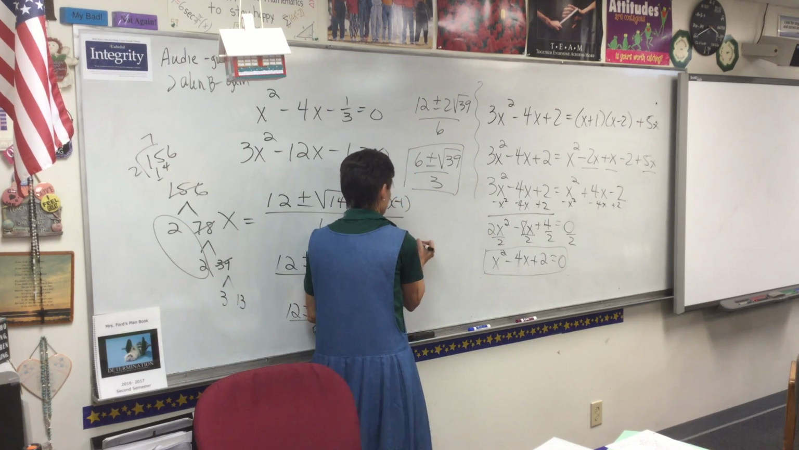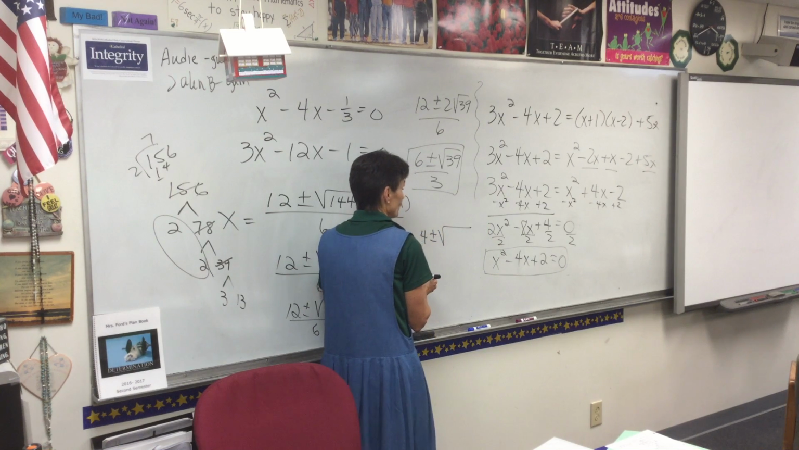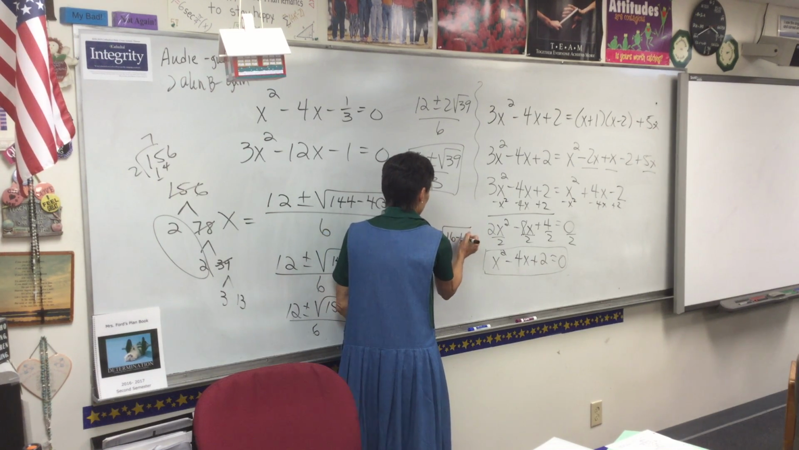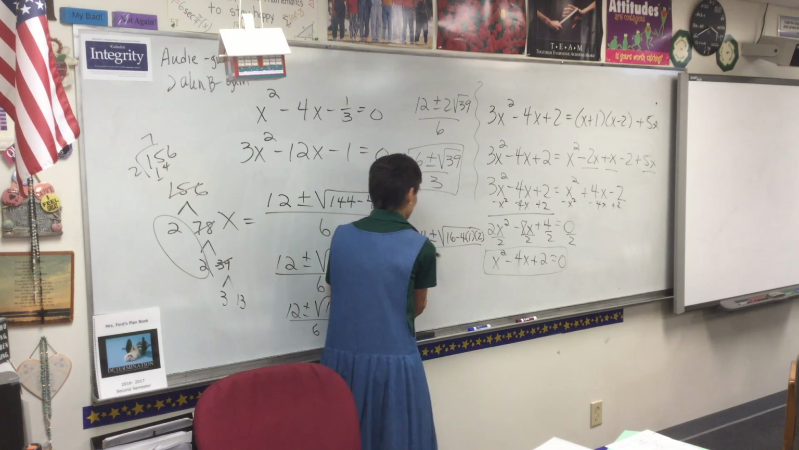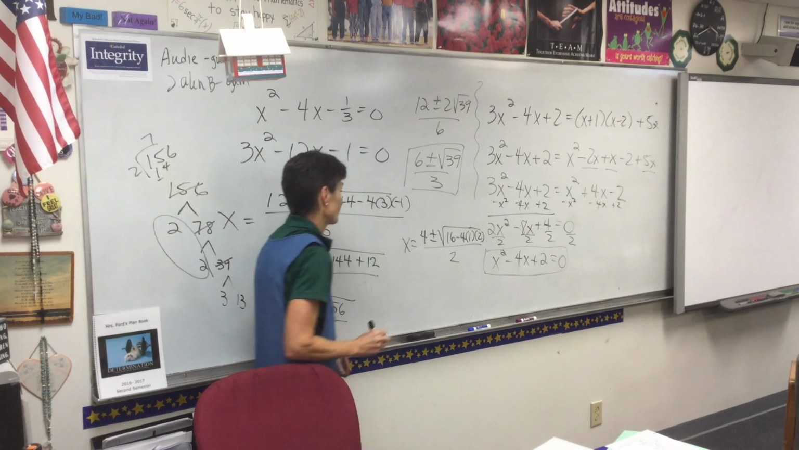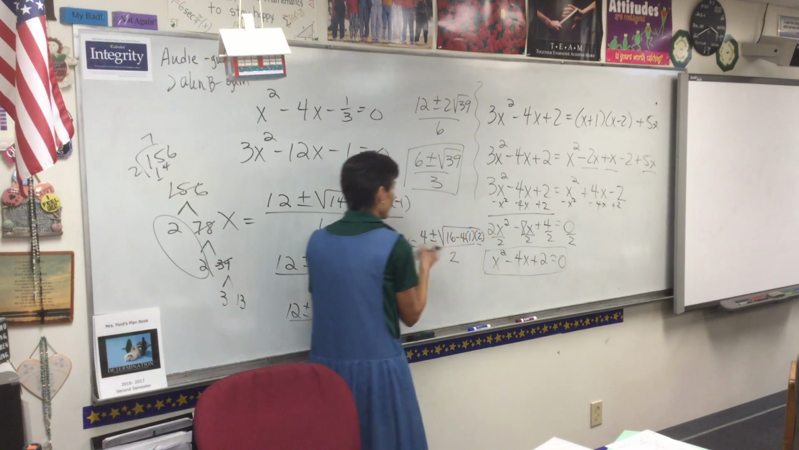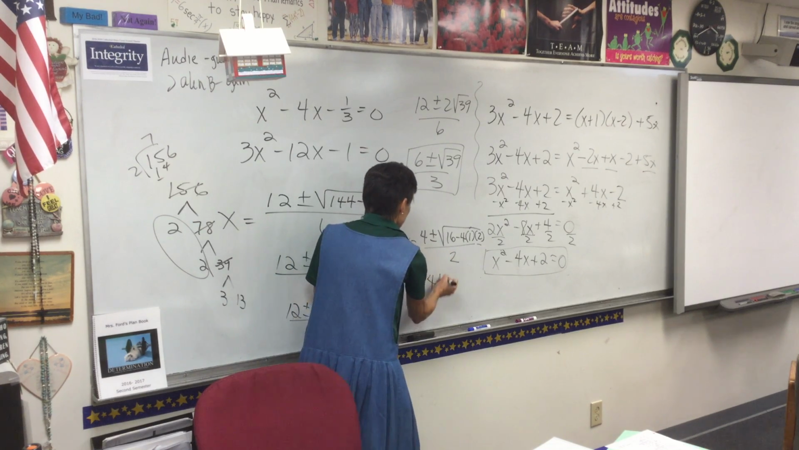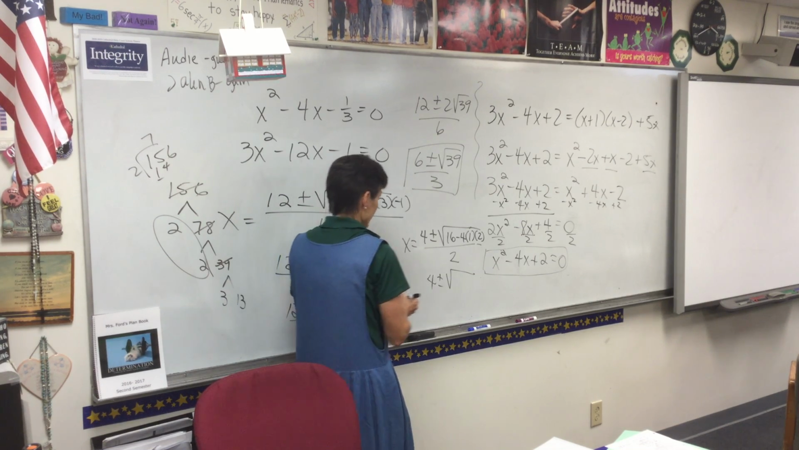So x equals negative b plus or minus the square root of b squared minus 4ac all over 2a. Now that one doesn't have a double negative, so I'm going to go ahead and do the subtraction. So 4 plus or minus the square root of 8.